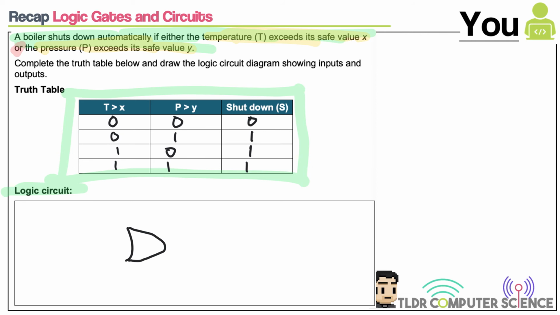How many inputs into an OR gate? 2. So we've got 1, 2. How many outputs? 1. What are the inputs that are going into it? It's T and P, and the output is S. There you go.